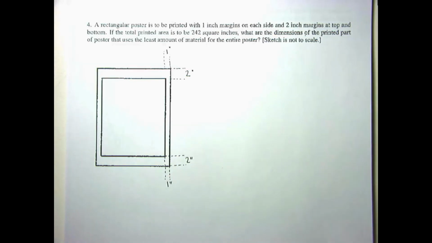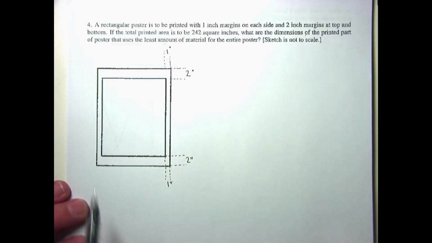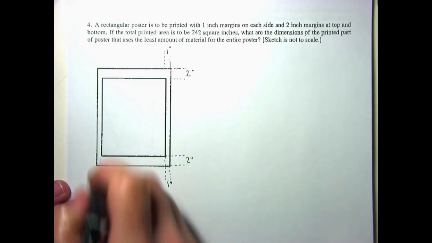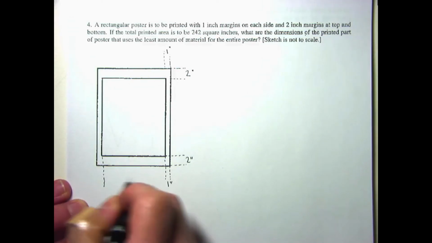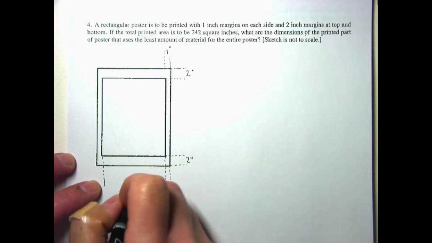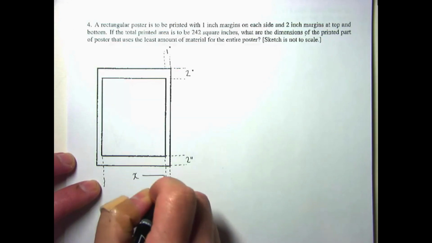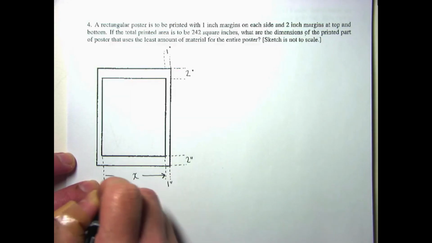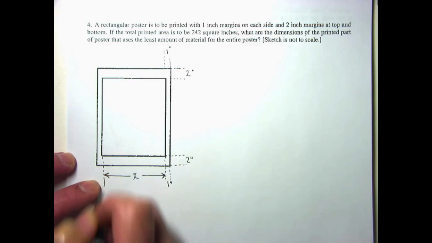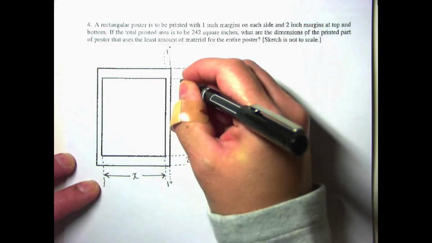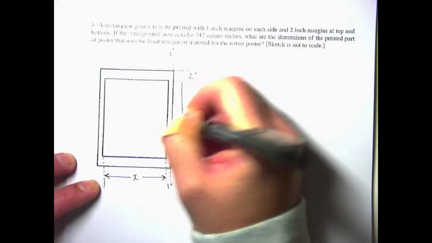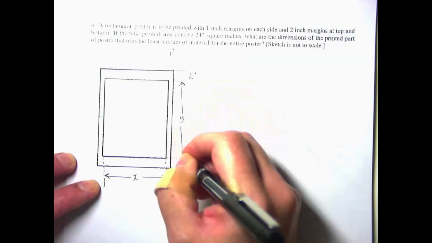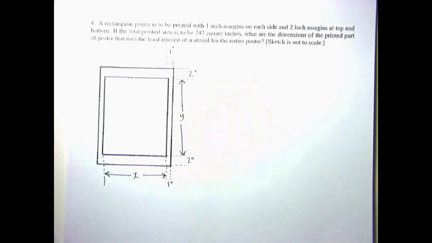All right, so if we're dealing with this printed area, this length from here to here, I'm going to call this x. And then this length right here, for the height of this printed area, I'm going to just call that y. You guys okay with that?